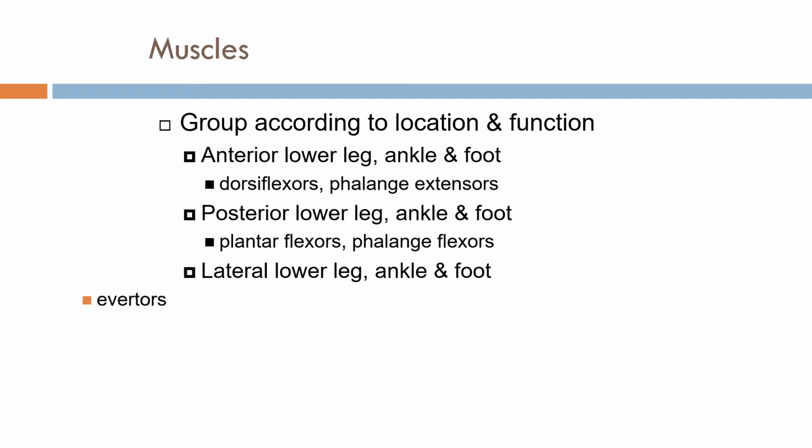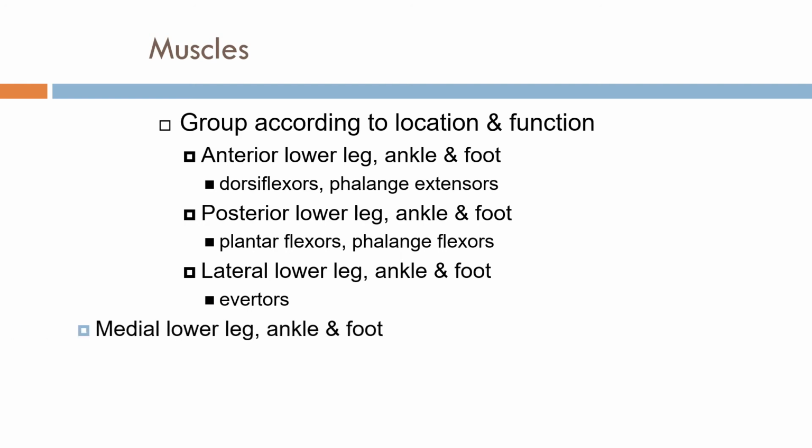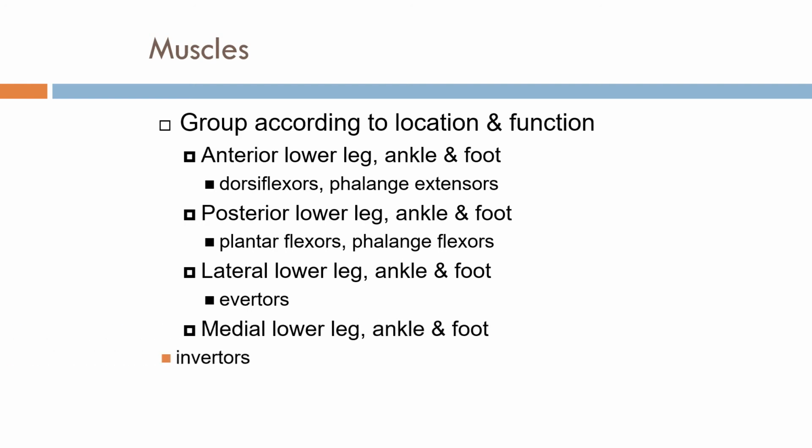Lateral lower leg, ankle, and foot, going to be primarily your everters. Okay, and then obviously the medial lower leg, ankle, and foot are going to be your inverters. Okay, so your general location of some of this stuff is going to dictate what their function is, just like it would anywhere else in the body.